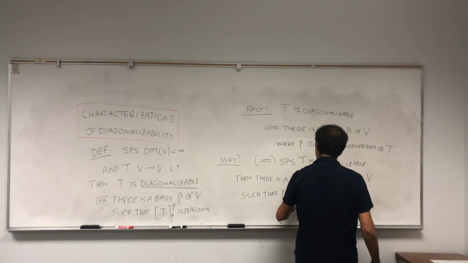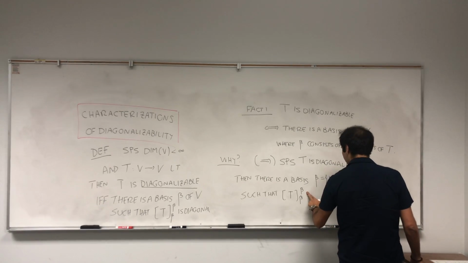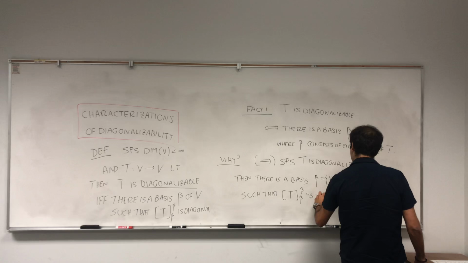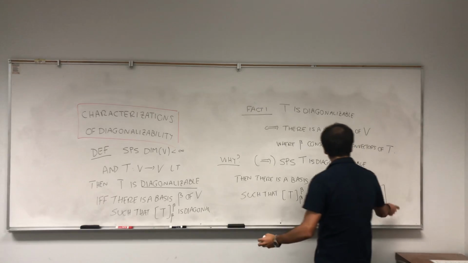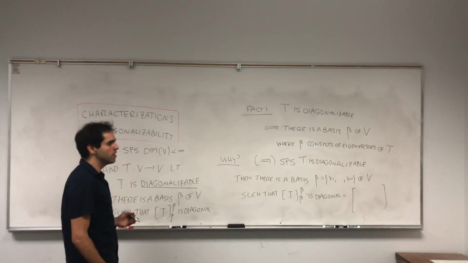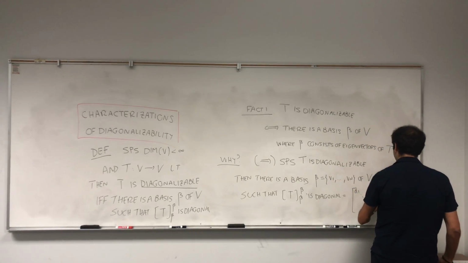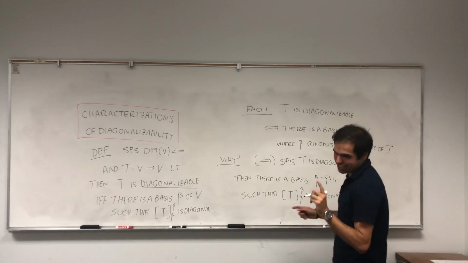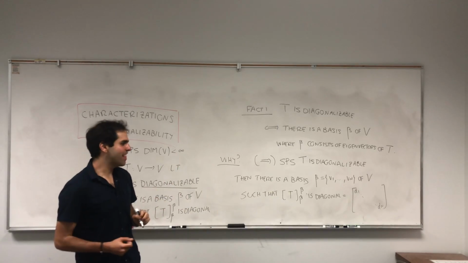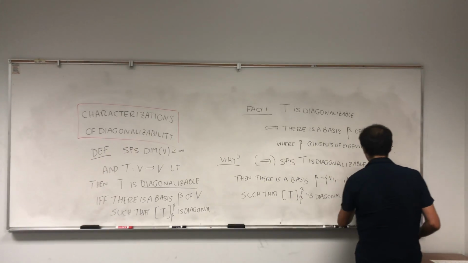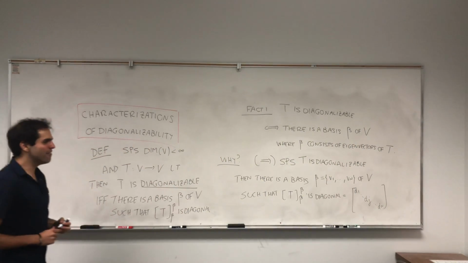this matrix, the matrix of T with respect to beta, is diagonal. And in particular, what it means is there's some matrix with diagonal entries, let's say the diagonal entries are d1 up to dn. In general, the jth diagonal entry of this matrix is called dj.